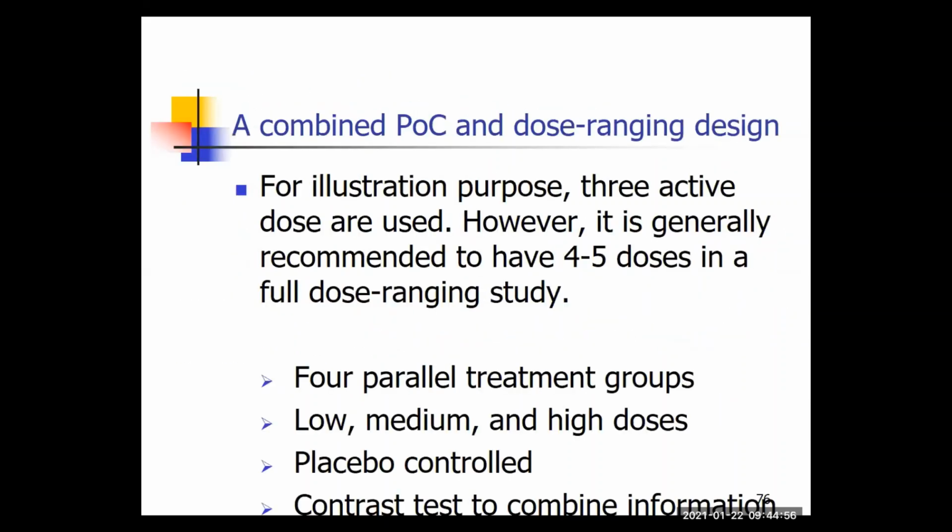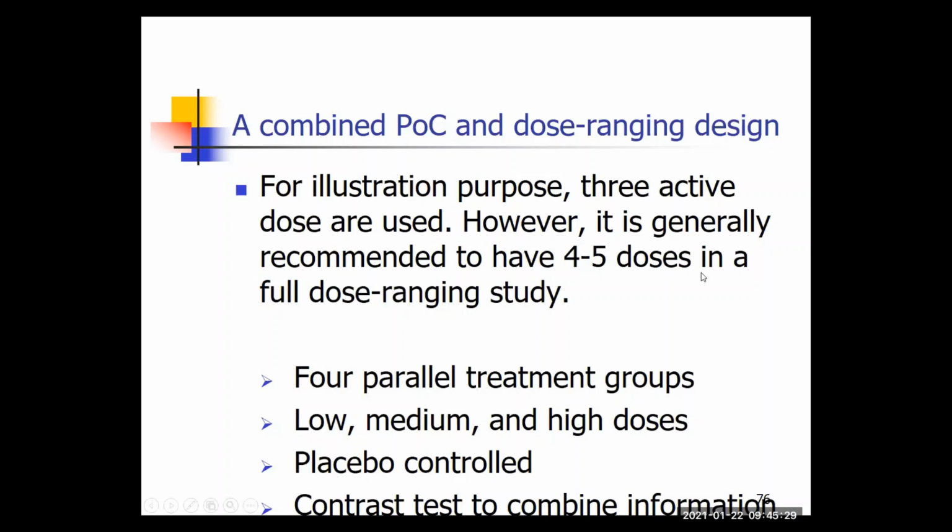combined POC and dose ranging design. Nowadays, in most companies, once they get into phase 2, they start with a multiple dose design. They call it phase 2, and that's sort of incorporating both POC and dose ranging. Remember, POC is very simple, high dose against placebo. Now, if you have multiple doses in it, it doesn't mean you're not going to do POC, you're still going to do POC. So for illustration purposes, we use 3 test doses.